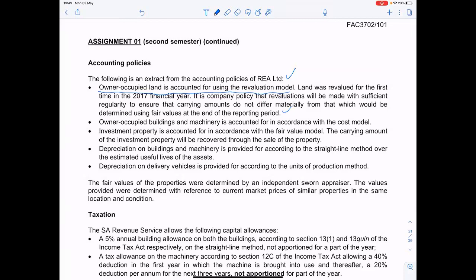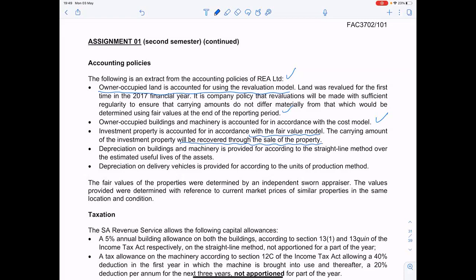Owner-occupied buildings and machinery is accounted for according to the cost model. Owner-occupied, that is the property, plant, and equipment. Investment property is accounted for in accordance with what? The fair value model. So it means that the investment property, we are going to show it at fair value. The carrying amount of the investment property will be recovered through sale. So therefore, we are going to be accounting for capital gains tax, 80% of the amount that we are going to recover when we sell the asset.